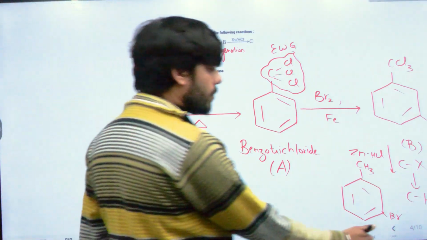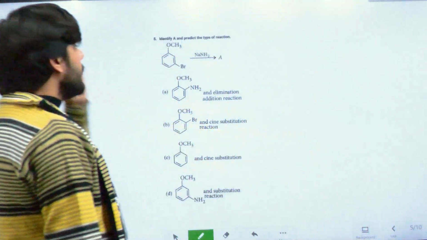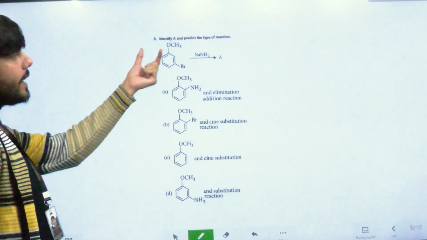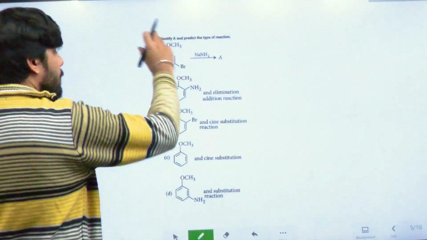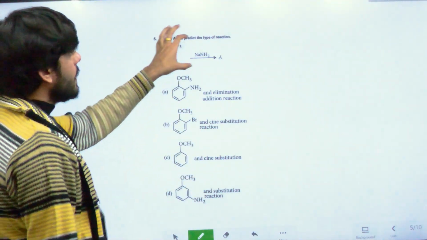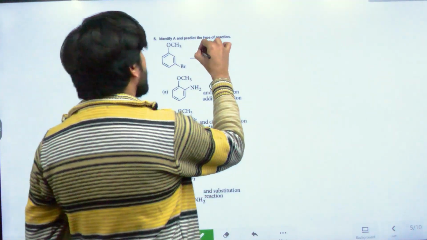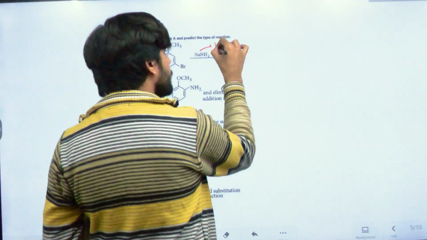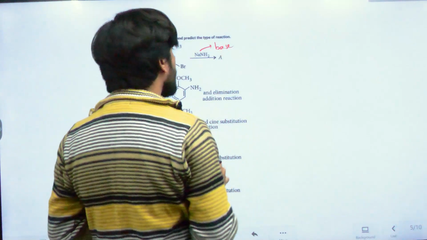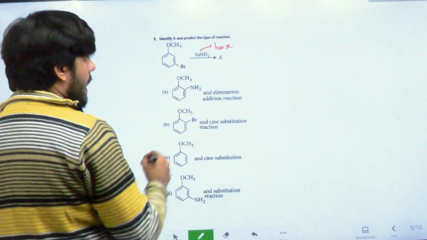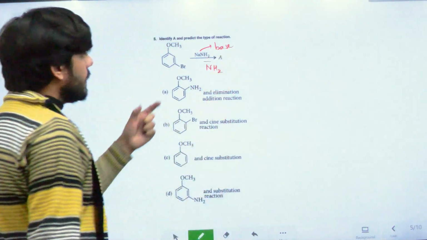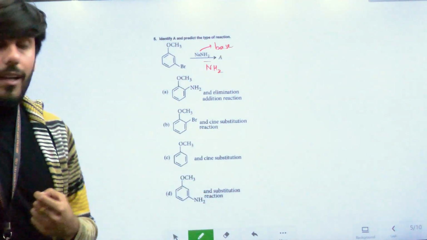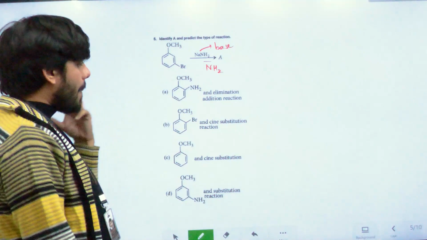Let us move to the next one. This is the next question. Identify A and predict the type of reaction. So we have this substrate molecule, we have this reacting with NaNH2. This is basically a base. This is sodamide, and so it provides us with the nucleophile also, this amide ion. Now what happens? Let us see.